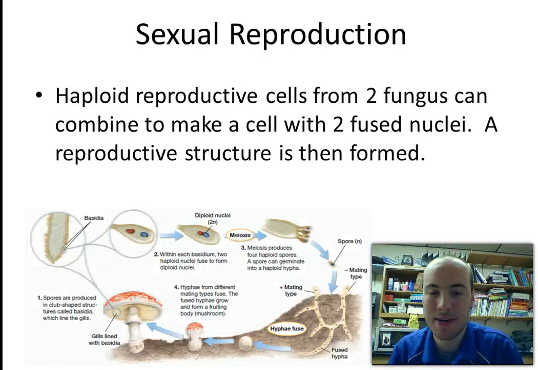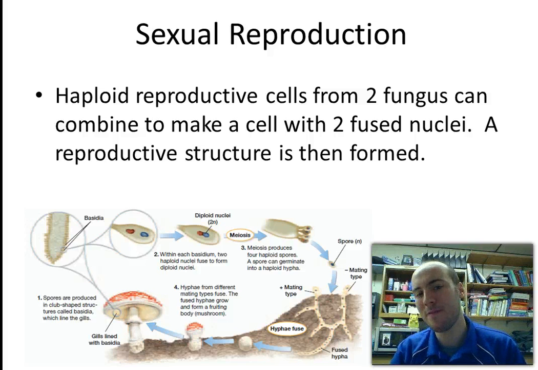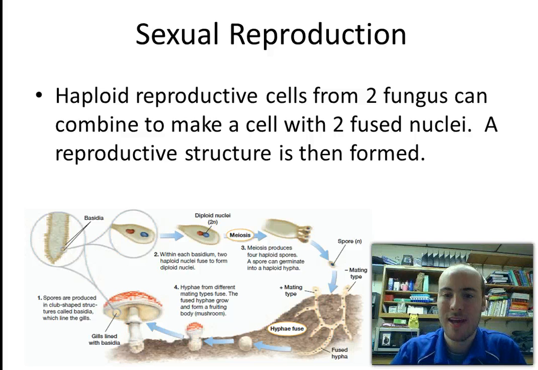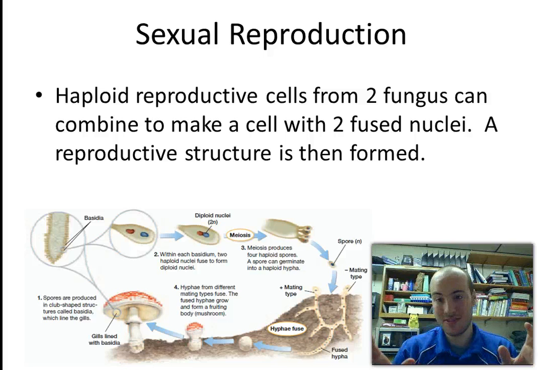Next, sexual reproduction. This is a little complicated. There aren't actually male and female fungus. They all can just make haploid reproductive cells. And what happens is those two cells, which are hyphae, come together. This is from two separate fungus. Now, here's the thing. Like I said, there's no male or female. So the cells actually don't have a gender. There's no man, woman. They're the same.